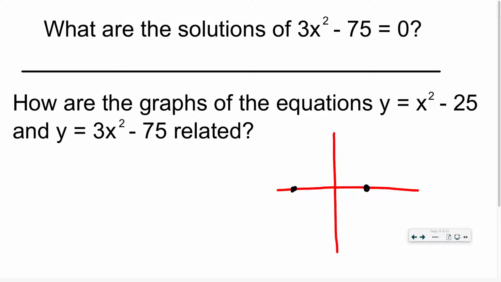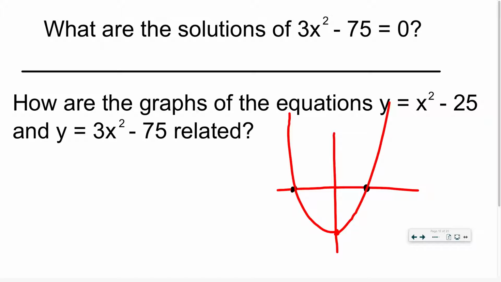Which one's fatter? The y equals 3x squared or the y equals x squared. What makes it wider or skinnier? A smaller coefficient of x squared would make it wider. So which one's the widest? Yeah, this one is wider. It would look like that.